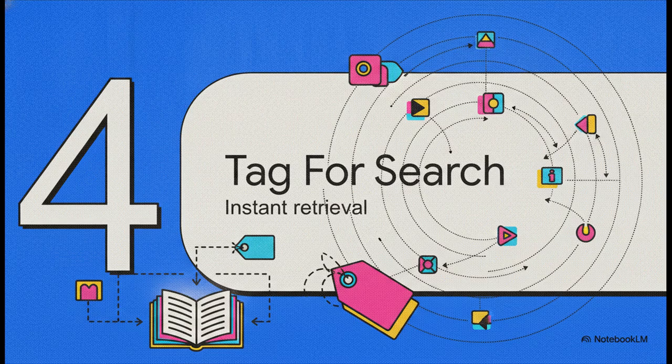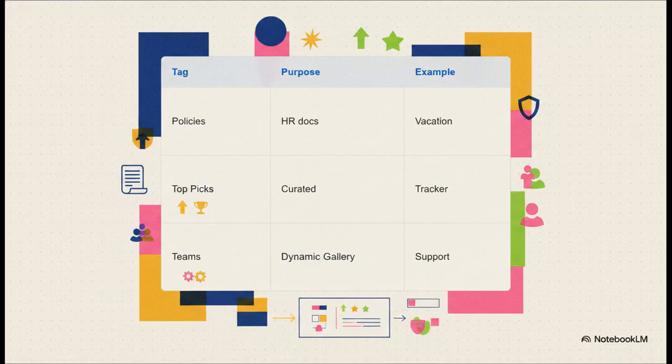All right, rounding the final corner. Step 4, tag for search. Let's organize the chaos for instant retrieval. Because listen, we need to make sure those enterprise search skills from our last explainer actually work. A well-maintained knowledge base makes search incredibly powerful, but we have to organize it first. By using that new tag property, you can easily categorize your wiki.